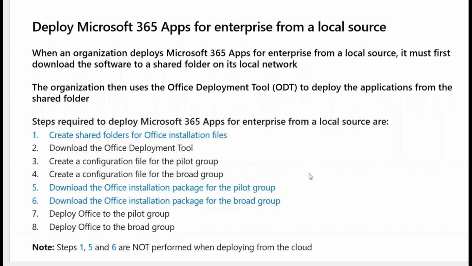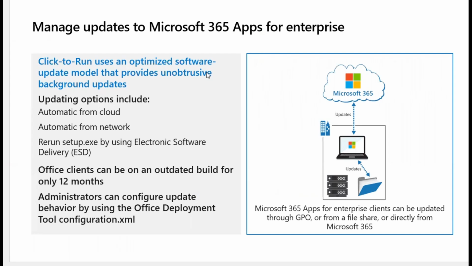Deploy Microsoft 365 apps for enterprise from a local source. Local source means if you have a share folder and you download that application, and if you put that down, usually it is an .exe or .msi file. If it is an .exe, you put it in the share folder and everyone will have access to that share folder, or at least if the admin has access to that share folder, the admin will be able to install manually on all the devices. Or you can download from online and install.